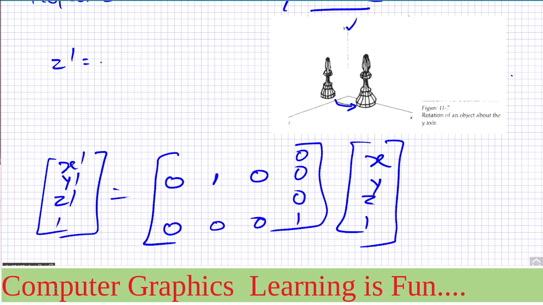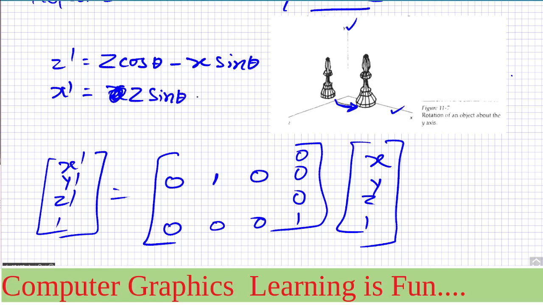Y cos theta minus... no, y is constant. It is moving from z to x. Okay, sir, z cos theta minus x sin theta. Yes, it is correct. And then what will be the value of x? X dash will be x cos theta plus z sin theta. Yes, it is correct. Let me write z first: z sin theta plus x cos theta. This is how we write it.